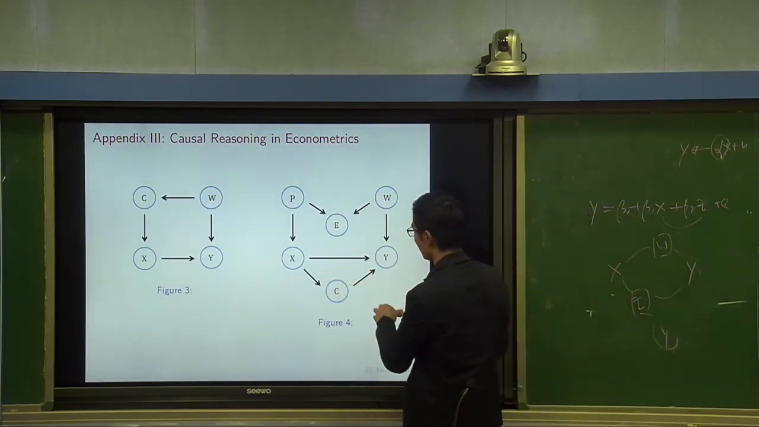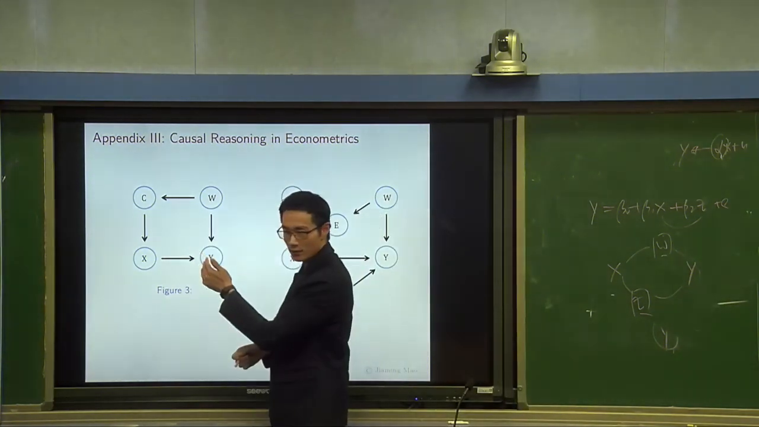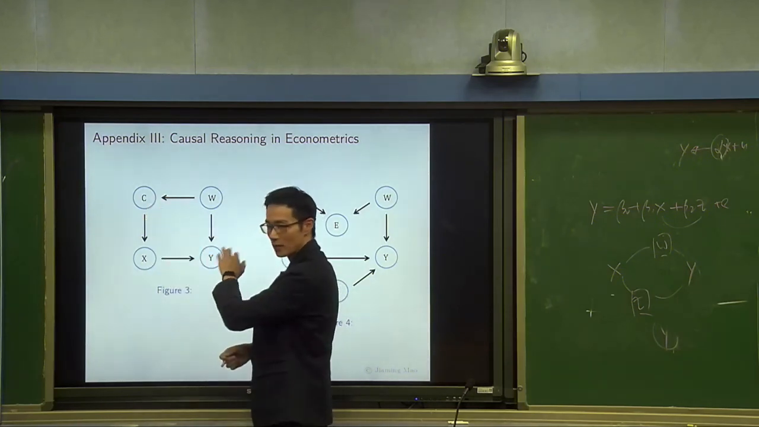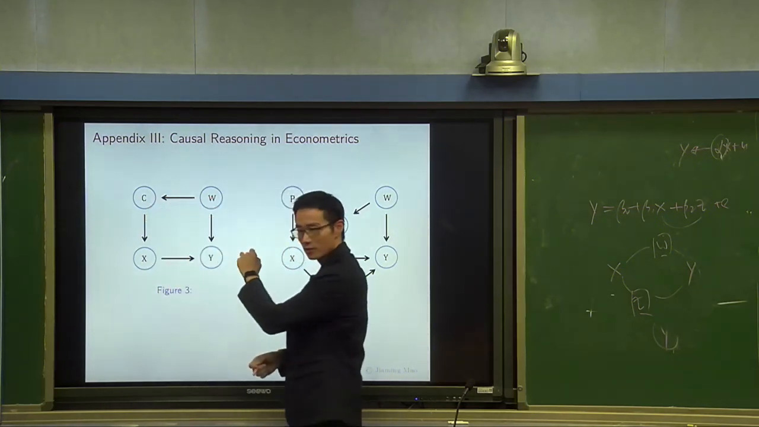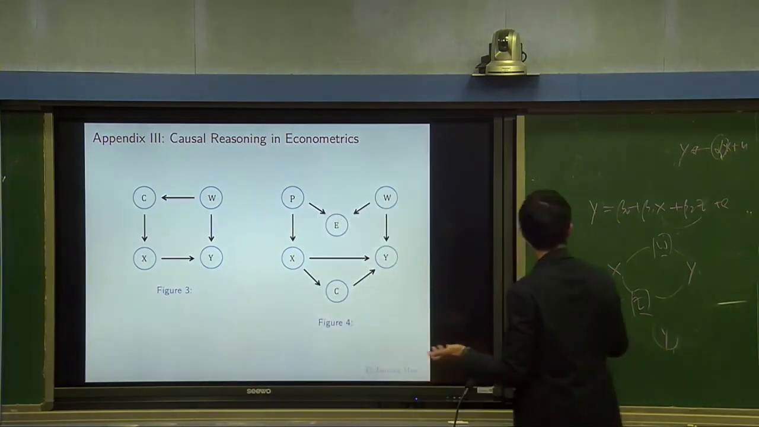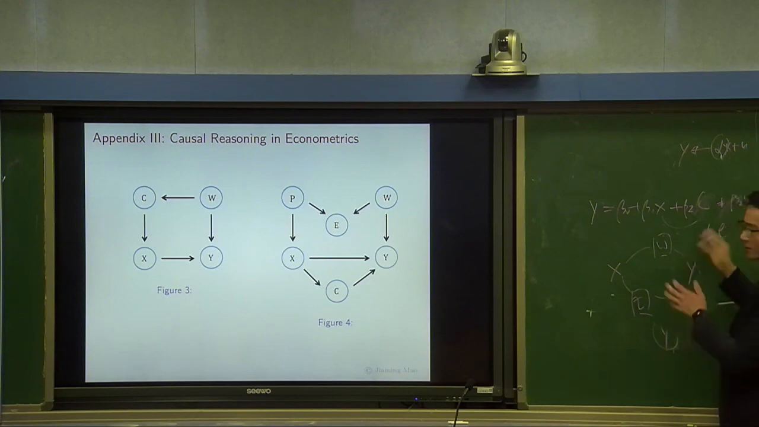Now let's take a look at this picture. In this picture, what are the variables I can condition on? I can condition on W, that gives me the causal effect. I can condition on C, that gives me the causal effect. I can condition on both, that gives me the causal effect. So what is the true model? Is the true model Y = beta1 X + beta2 W + E, or is it Y = beta1 X + beta2 C + E, or is it Y = beta1 X + beta2 C + beta3 W + E? What is the true model? It's not very clear at all.